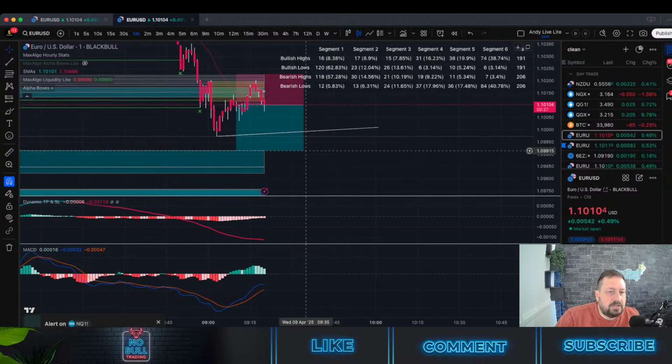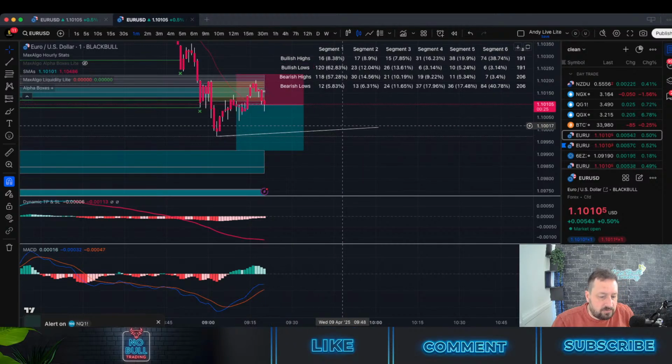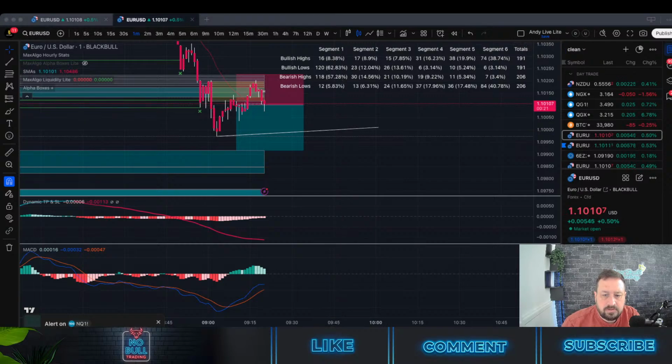So if you're not happy about the trade, now would be the time to take your risk off, get out, or even just reduce your position.